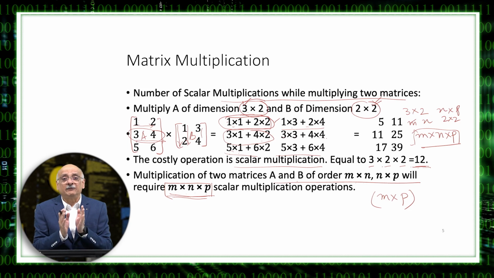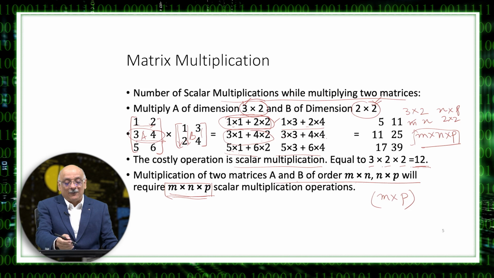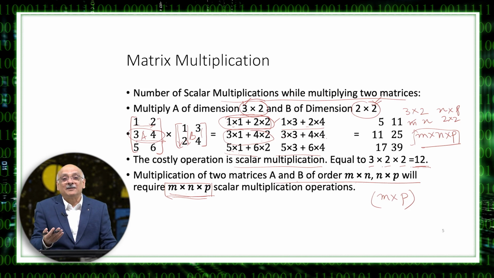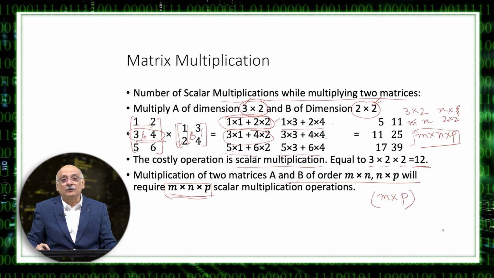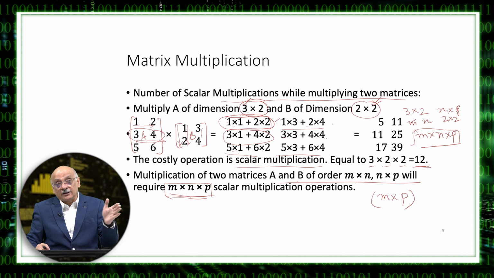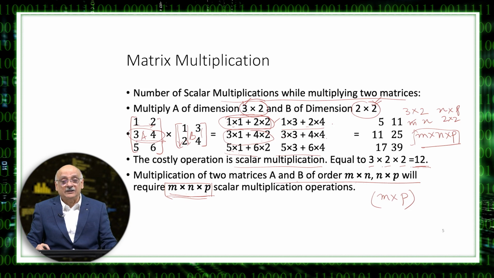So our objective will be to minimize the multiplications. Obviously, we cannot minimize the multiplications when we are multiplying just two matrices, so they are going to remain like that. But when we are doing chain matrix multiplication, a number of matrices are being multiplied, and our objective is going to be minimizing the overall multiplication.